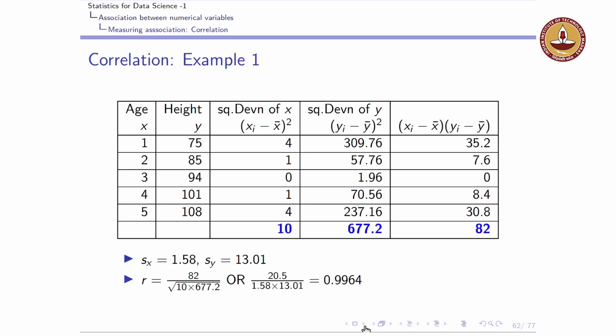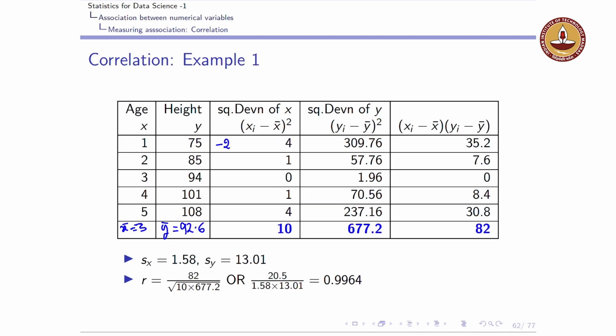Again, I had x which was my age, y which was the height. I wanted to explain whether as people grow older, their heights increase or decrease. I wanted to know what is the association. So, we found out what was the deviation. I knew the mean here was 3. We computed the mean here. This is what we already did. So, my mean was a 3, and the mean here was a 92.6.